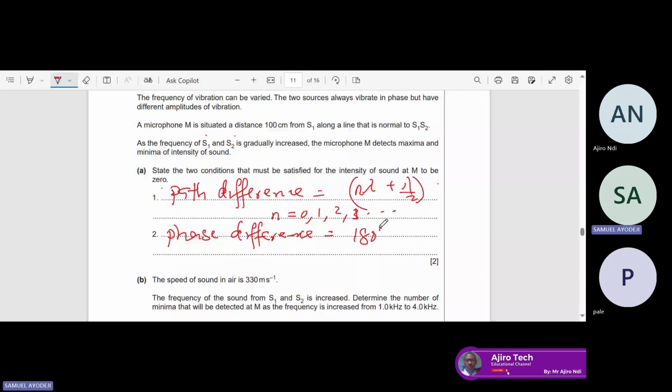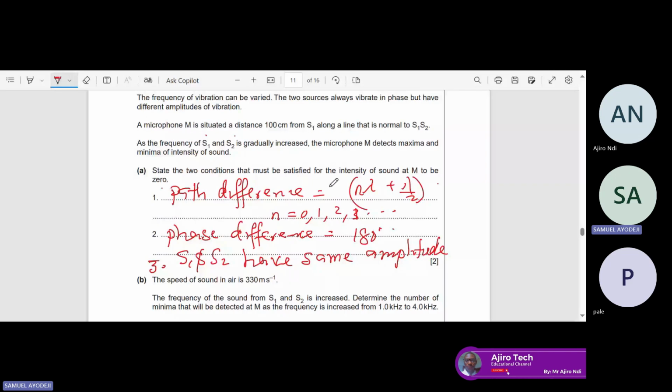That is, S1 and S2 have the same amplitude. Or you can say S1 and S2 are out of phase. That's enough. So these are the major points. I think you know how I arrive at this.